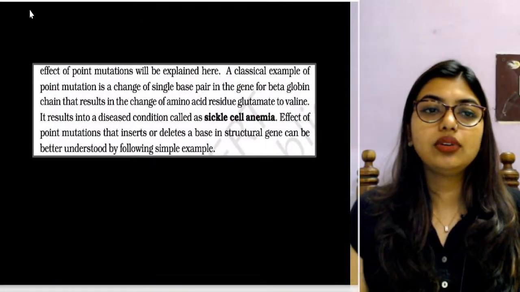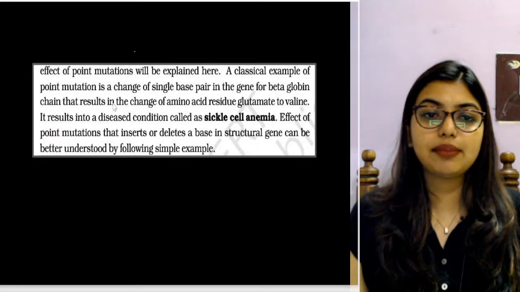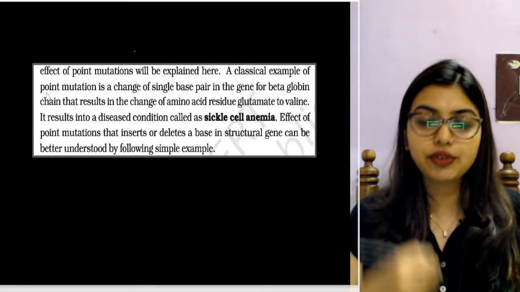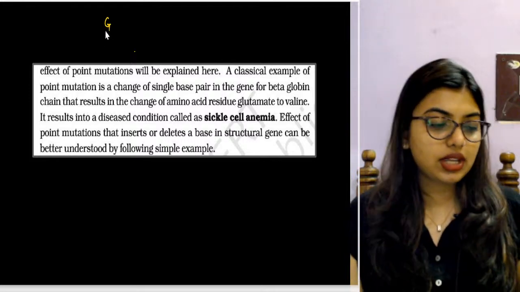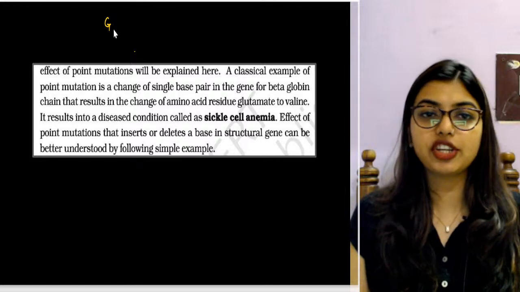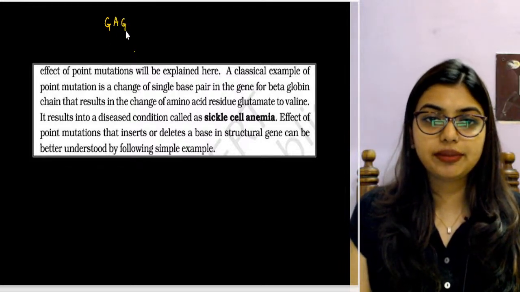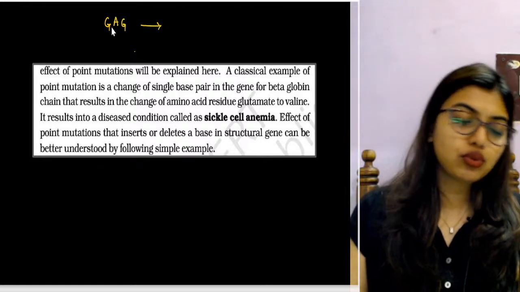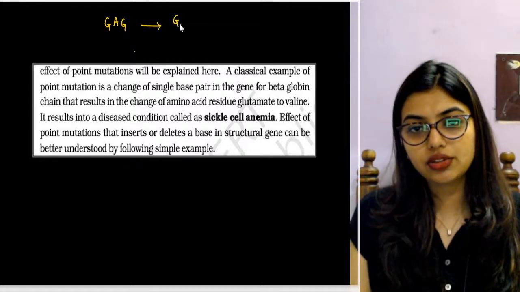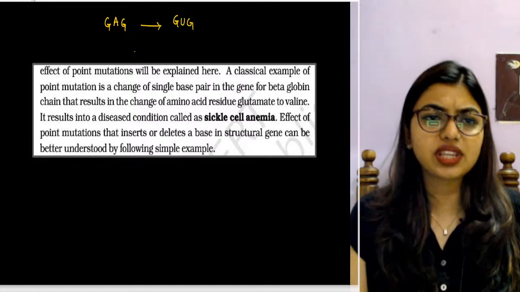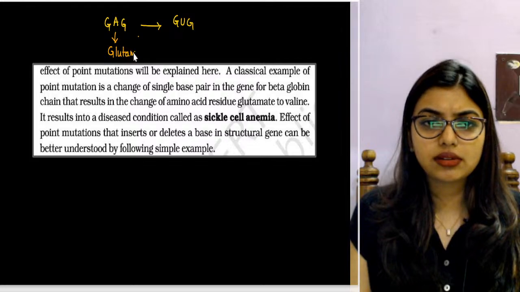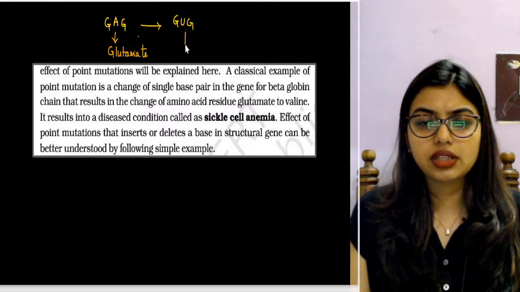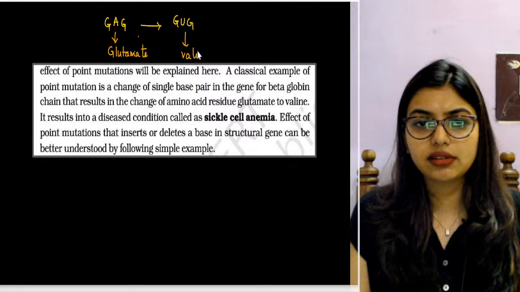Okay, now there's a very classic example of point mutation. Before I get into mutation, let's just see the combination. GAG is coding for, I've written just two things. Imagine this was the one that was coding for glutamate. This was the one that codes for valine.